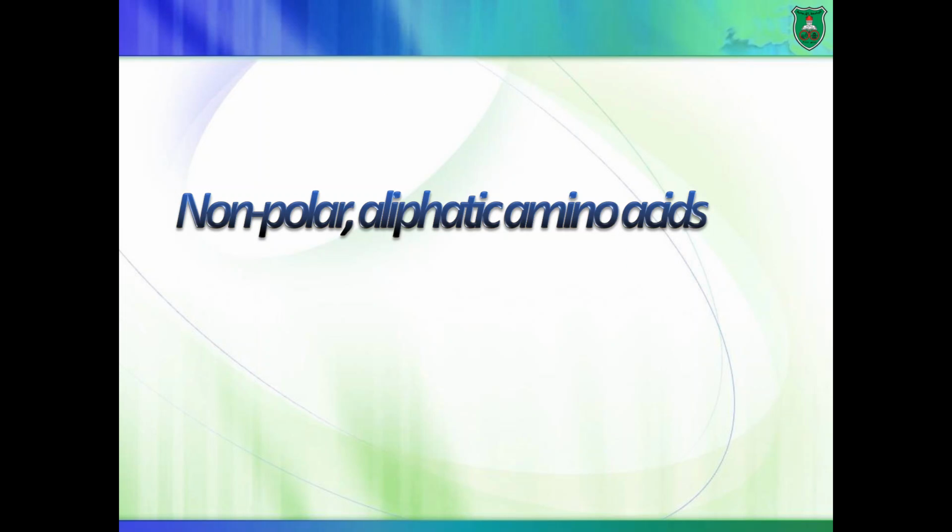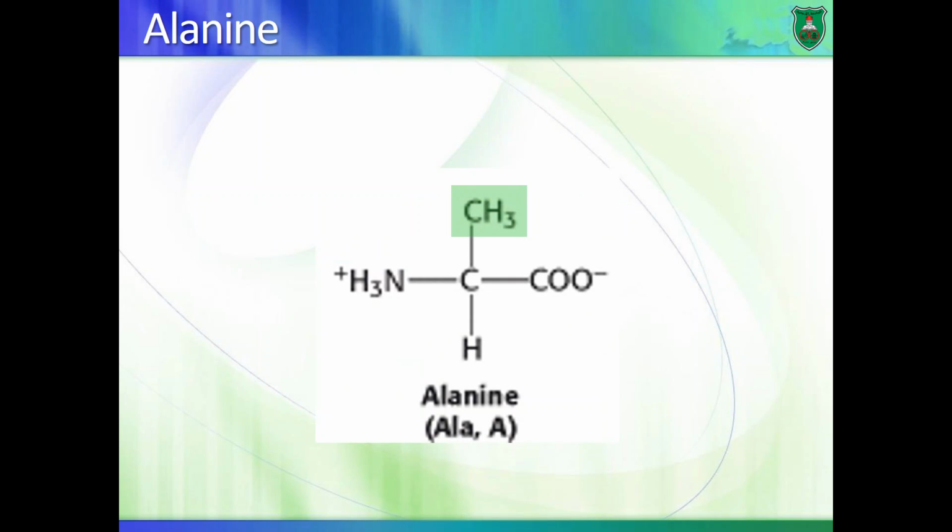Let's talk about the non-polar aliphatic amino acids, that is, amino acids that have chain structures but are non-polar. The second simplest amino acid is alanine. The abbreviation is Ala. Notice that the R group of alanine is just a simple methyl group.